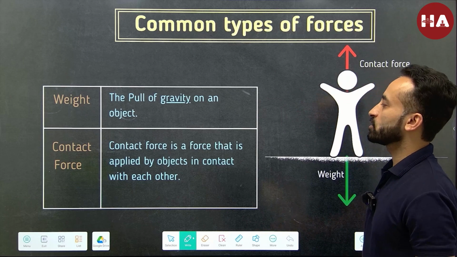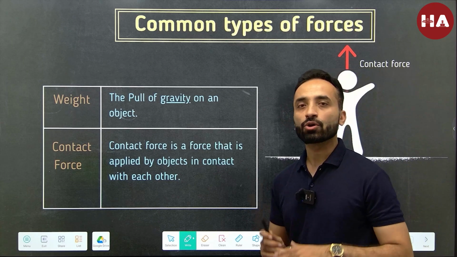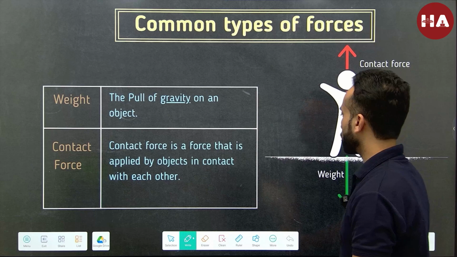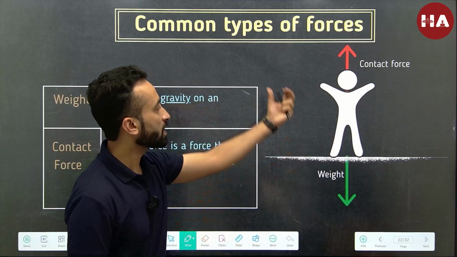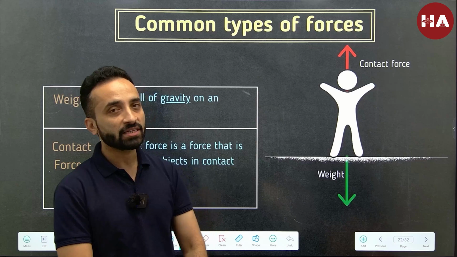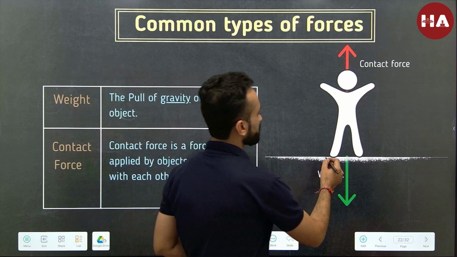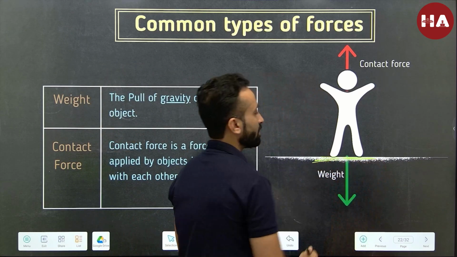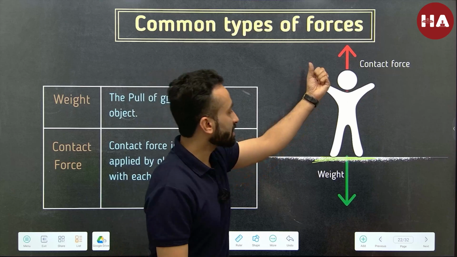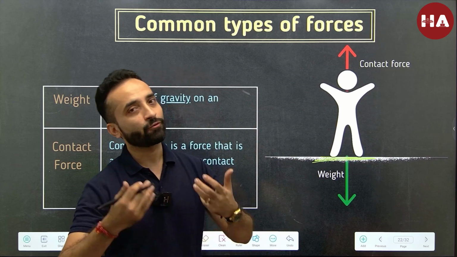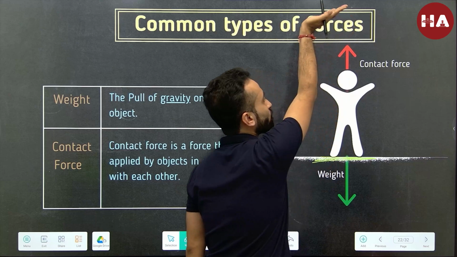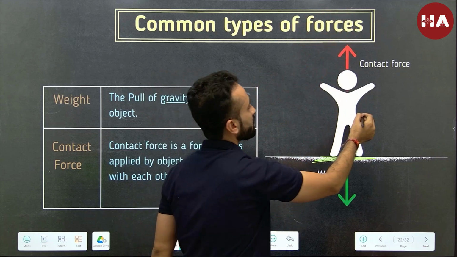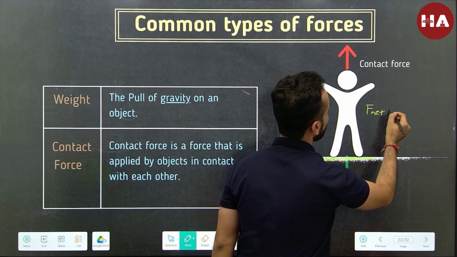Contact force is a force that is applied by objects when they are in contact with each other, as I was talking about. You can have this example where this person is being pulled down because of gravity, but ultimately reaches contact with the ground. Now the question arises, is the gravity not acting now? Of course it is there, but the person is experiencing a contact force from the ground, which is making the net force on this person 0.